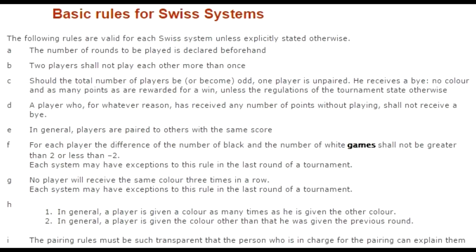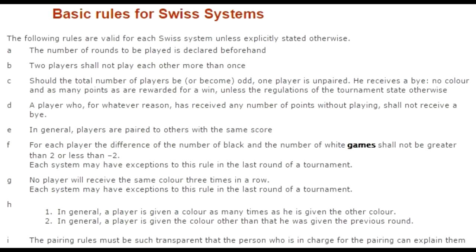Should the total number of players be, or become, odd, one player is unpaired. He receives a bye, no color and as many points as are rewarded for a win, unless the regulations of the tournament state otherwise. The player who, for whatever reason, has received any number of points without playing, shall not receive a bye. In general, players are paired to others with the same score.